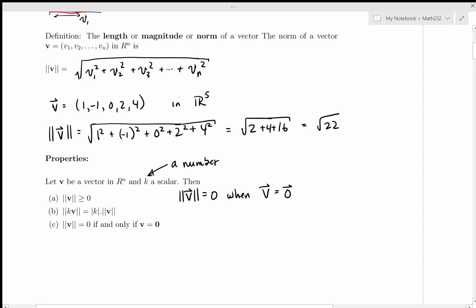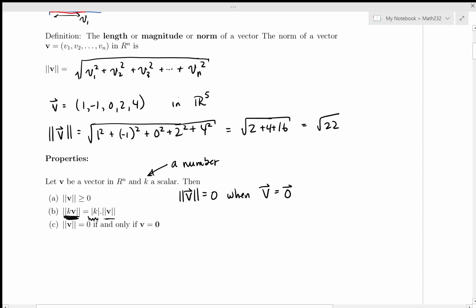Otherwise, it's going to be a positive quantity. If we take the norm of k times the vector, so we scale the vector by a factor k, then we can compute the norm by taking the absolute value. That's important: the absolute value of k times the norm of v.